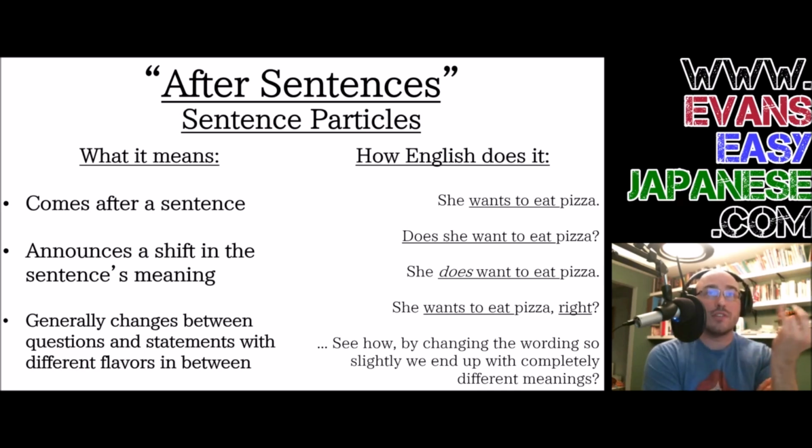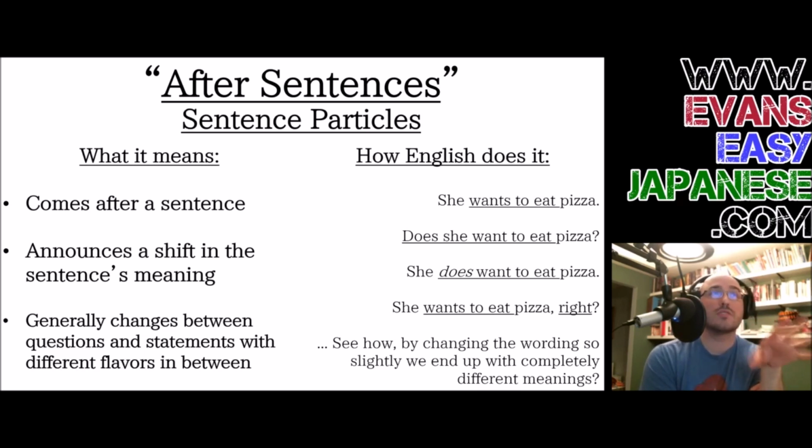Notice that we have to rearrange the words. We put the subject in between. We call it an auxiliary verb or a helper verb, and then we shove the actual verb after the word she, and then we finish off with to eat pizza. And then notice how, if we emphasize and we add the word does, we say she does want to eat pizza. We're correcting somebody's assumption that she does not want to eat pizza, and we're correcting that assumption.